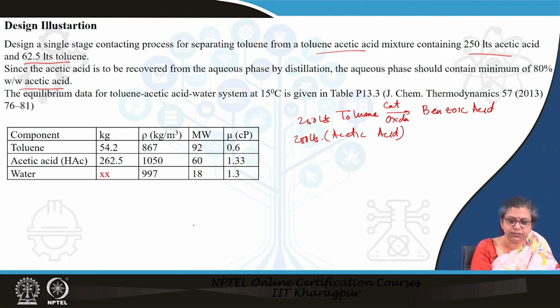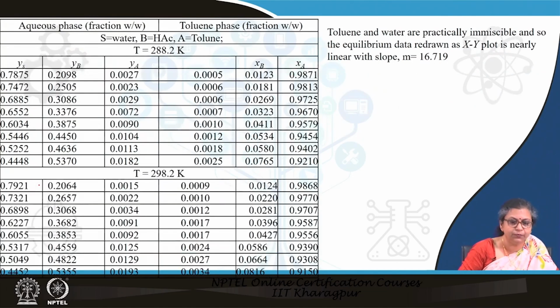How do we go about the problem? All the input data etc. are given. So, you have the feed and you are going to give water here for the extraction. How much water will you give? I will show you the equilibrium data. If you see, you will find that more or less toluene and water are practically immiscible. So, therefore, I have not drawn it here.